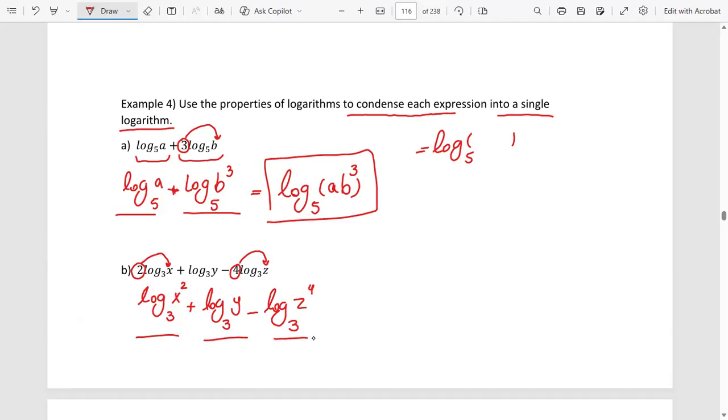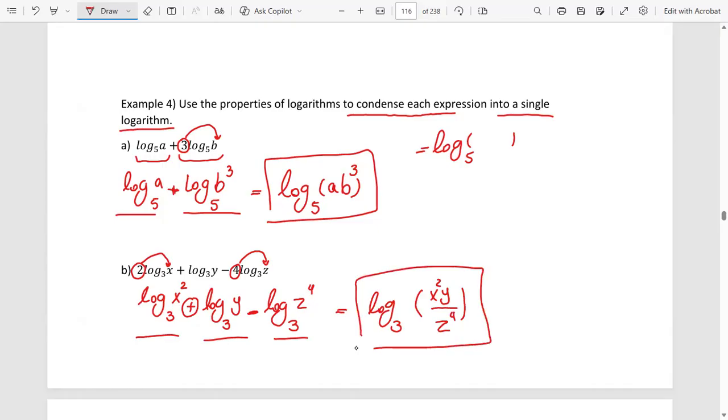Now there is no number in front of each log. That means I can use the product rule or quotient rule. If you see addition, that means x squared and y must be multiplied together. If you see subtraction, that means it must be divided. So you can just write one single log, multiply x squared and y, and divide by z to the fourth power. That's it. Now you have your answer as one single log.